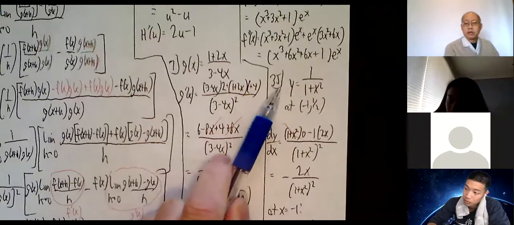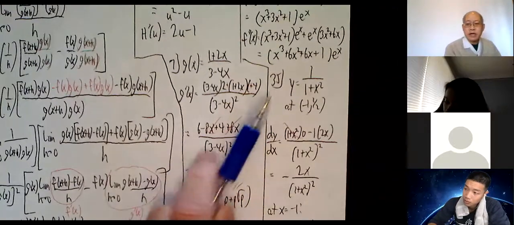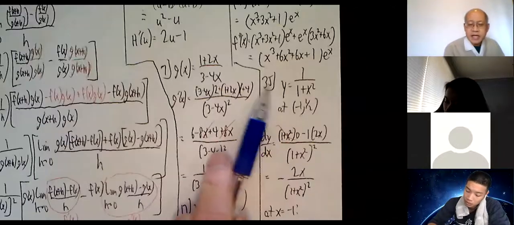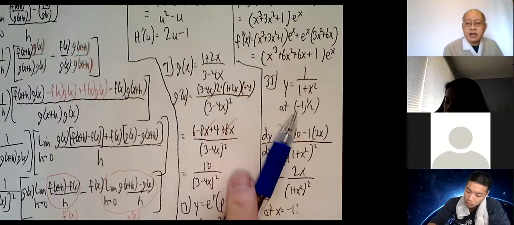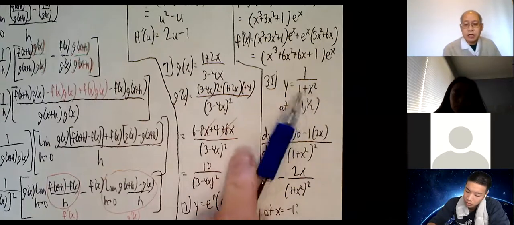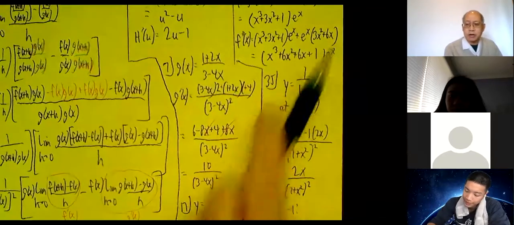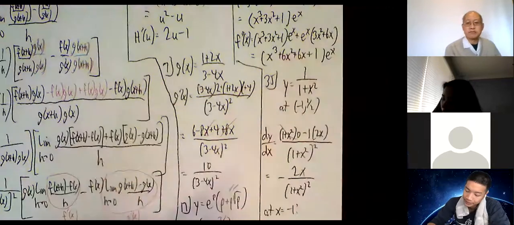Okay. So y equals 1 over 1 plus x squared at the given point. So this thing has some shape. Here's a given point. Find the equation of the tangent line. Okay, so whatever this looks like, there's a tangent line somewhere. We're finding the equation of the tangent line.